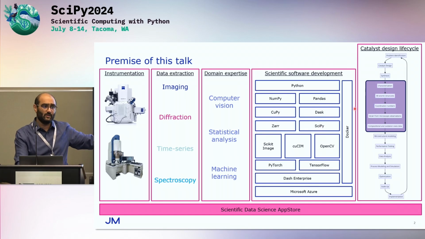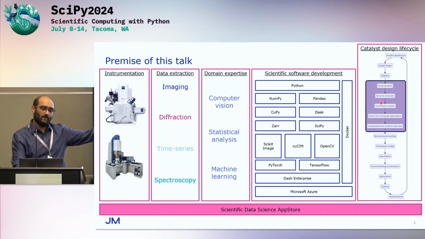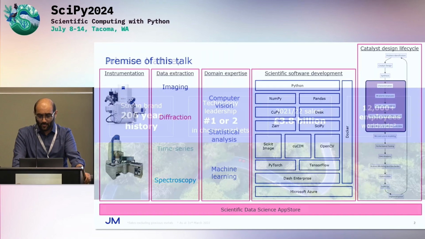And what we're trying to do here is design better catalysts. And this is our catalyst design lifecycle. Basically, that diagram is just showing you that we go from some idea, we design a catalyst, we characterize it, we model it, then we go back down through the loop, and there's a bottleneck when it comes to characterization. And given all the tools that are available in Python, what I'm showing today is what a team of 3 data scientists have been able to do with our scientific data science app store that we've made.